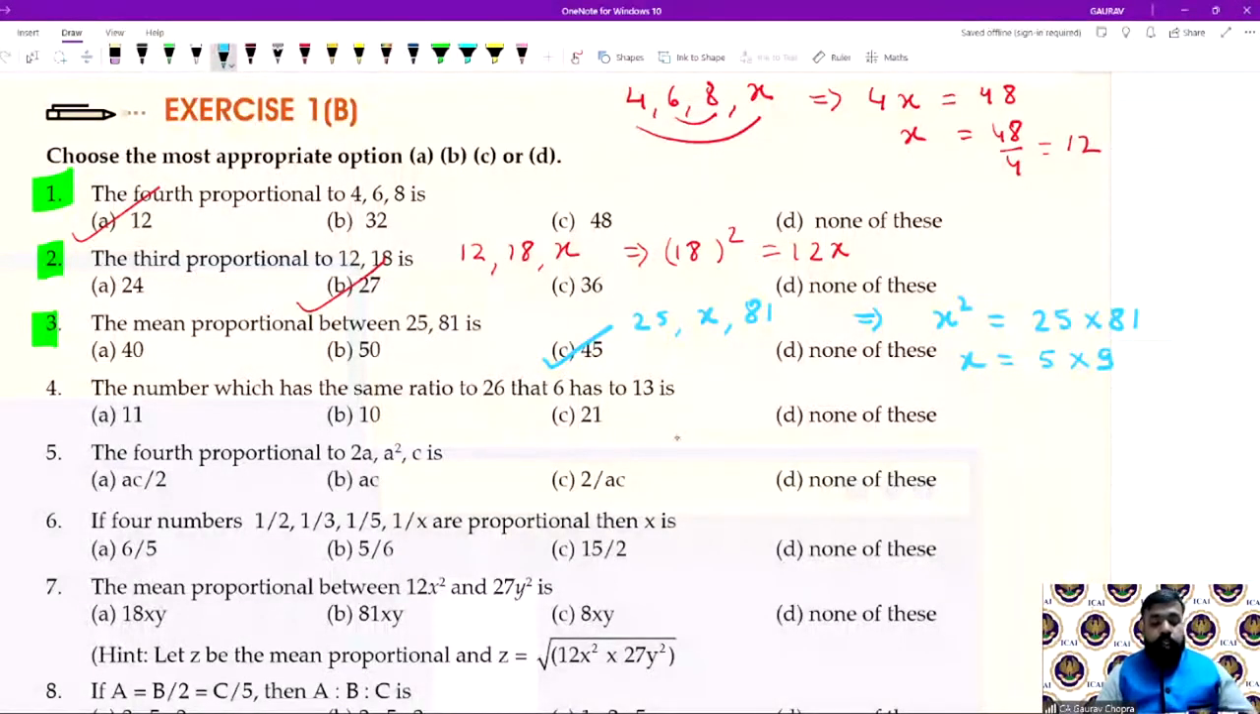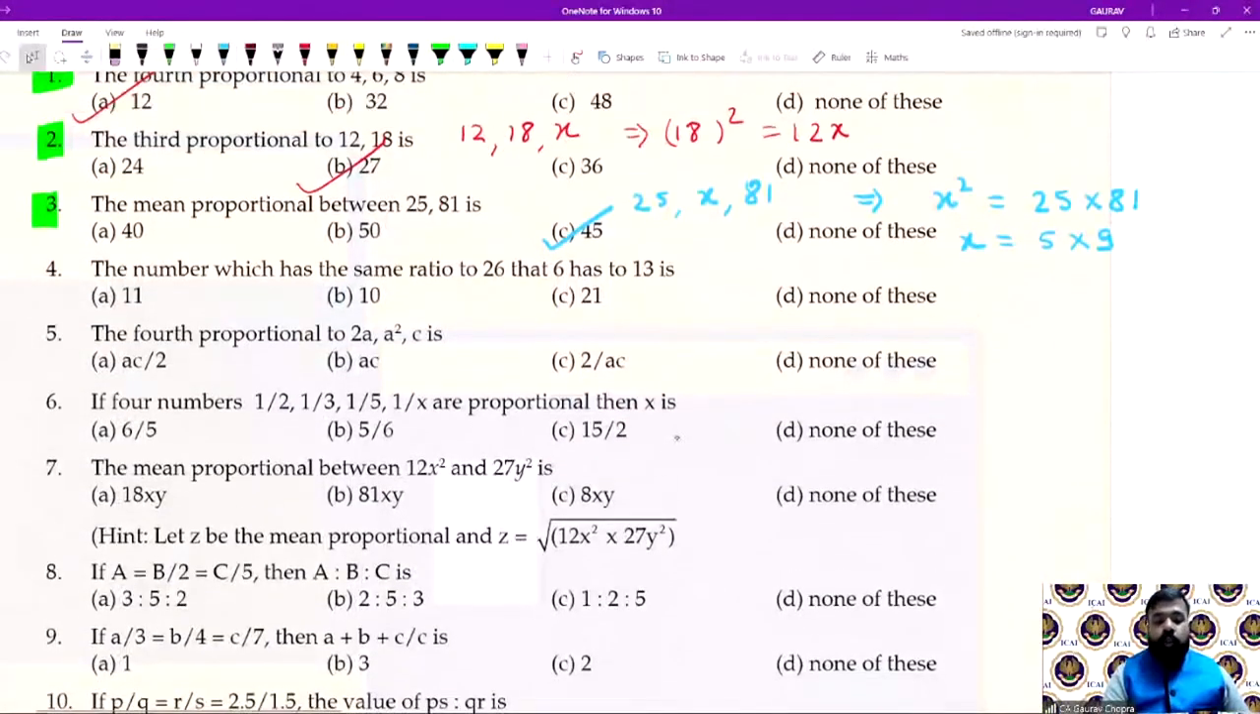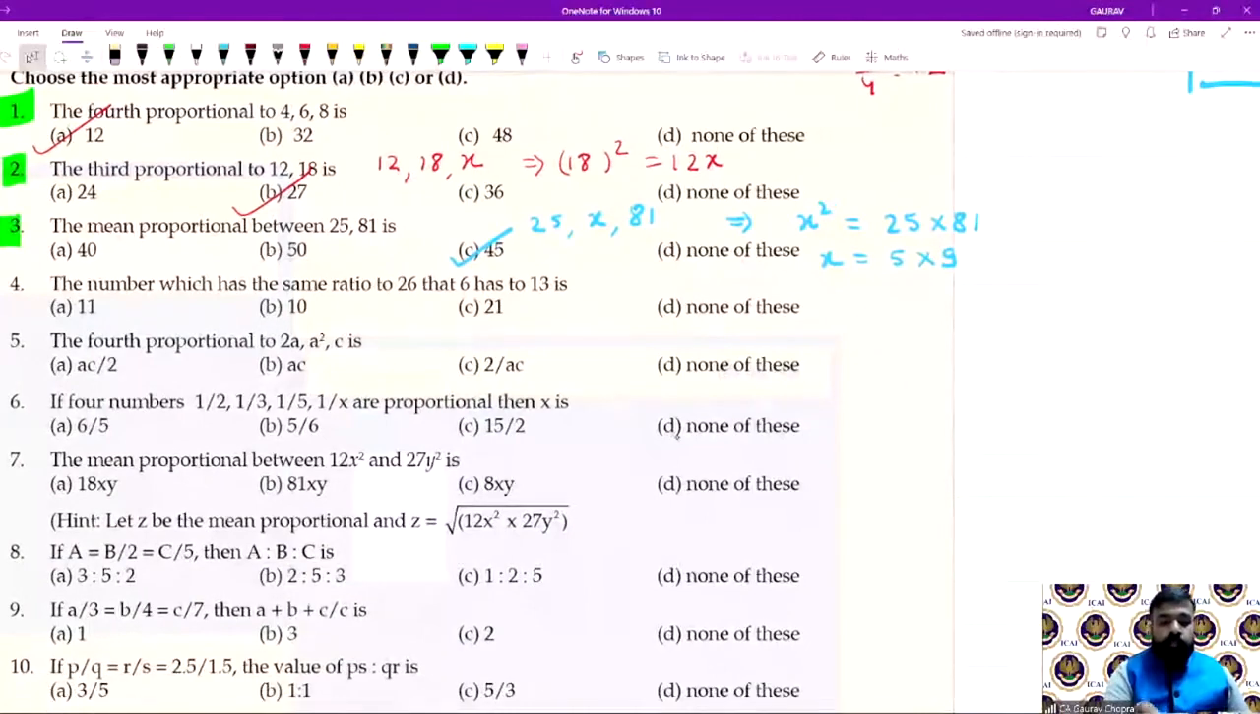Now the fourth one. Fourth says the number which has the same ratio to 26 that 6 has to 13. Now, this is very easy question. Just apply what question wants to say. Just apply the given information. The question says the number which has same ratio to 26 that 6 has to 13. So we can write them in simplest form. That is X by 26 is equal to 6 by 13.